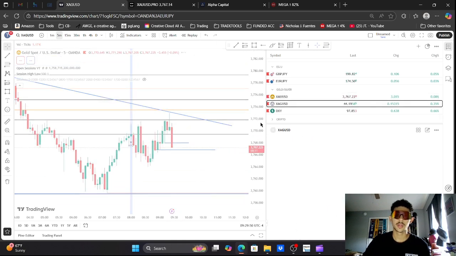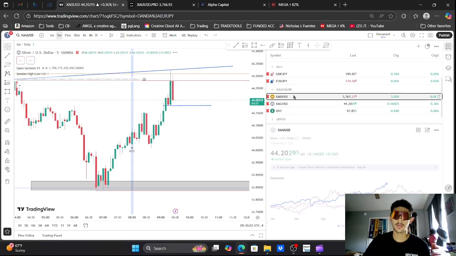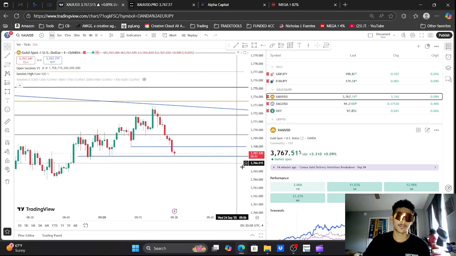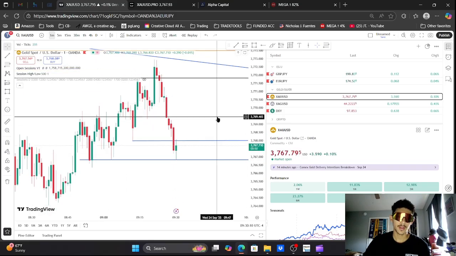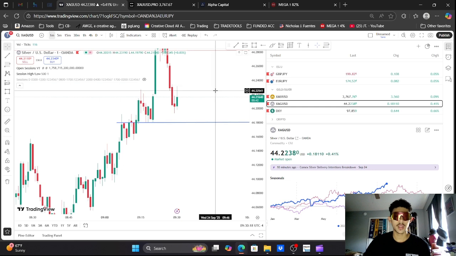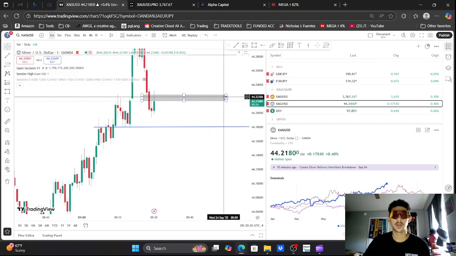On silver, we are also potentially breaking. Want to see a close below this. And then we're about to go down to the 1 minute, so you can see what happens. Fair value gap that did not get tapped into. We have 1 minute fair value gap. If you can stay underneath here, that would be awesome.